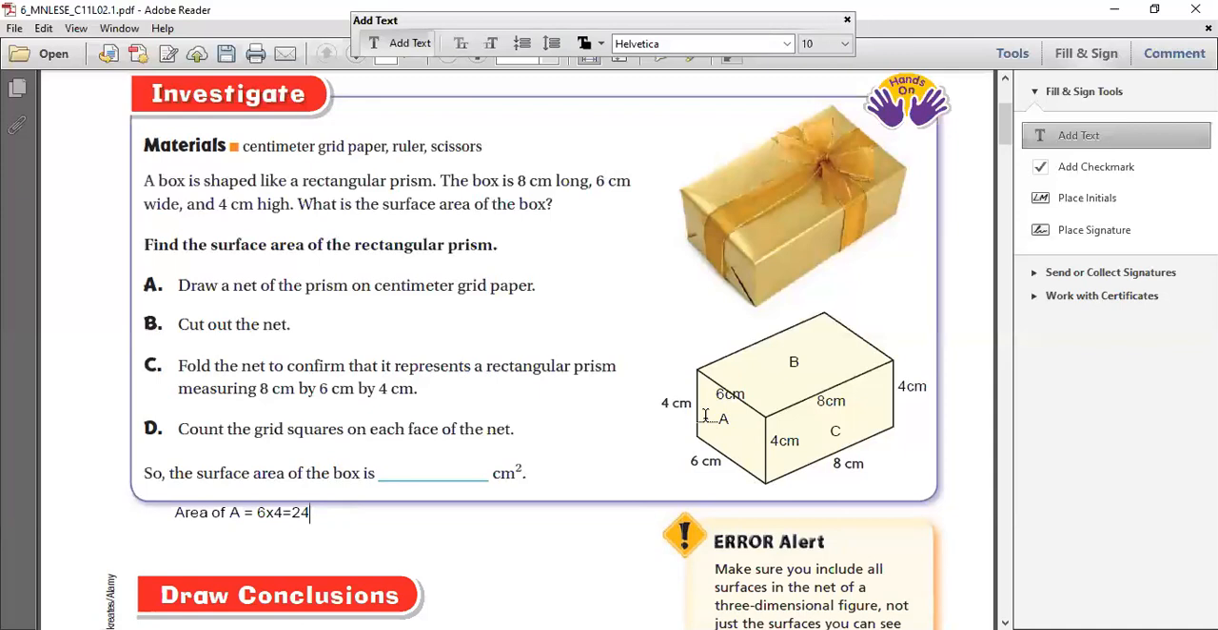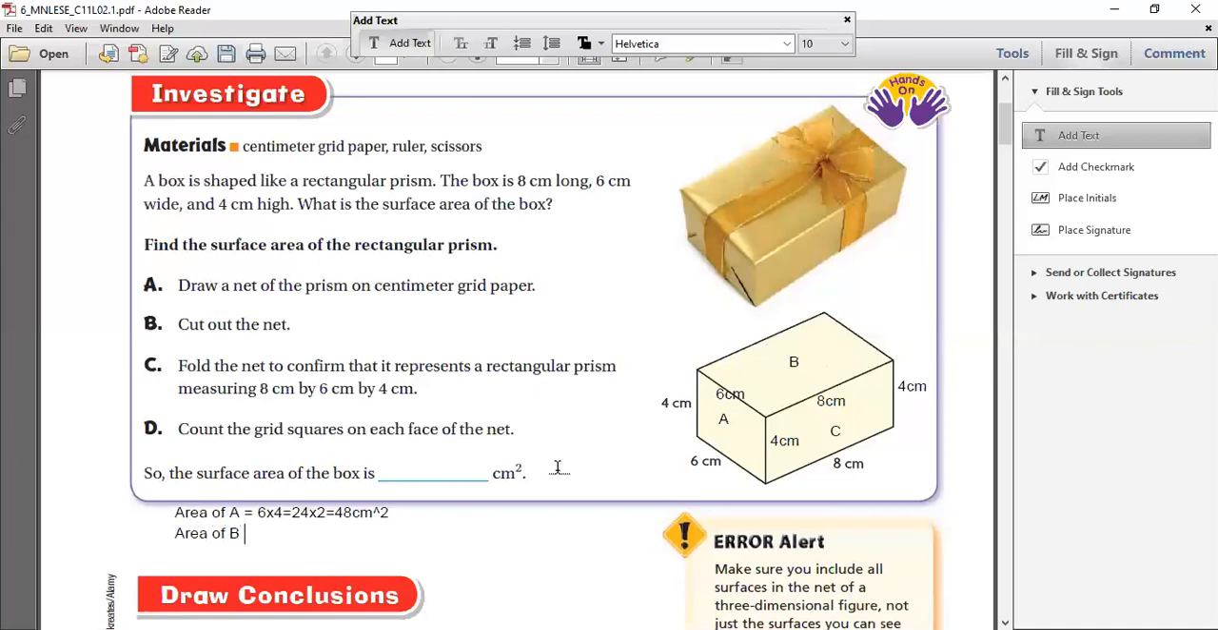Now as I told you, there are two A's, one A on this side and another A on the other side. This is a 3D figure, right? So what we are going to do is multiply 24 two times. So that will give us 48 square centimeter. Okay, so this is going to be the area of both the sides, this face as well as the other face. Now let's find the area of B.